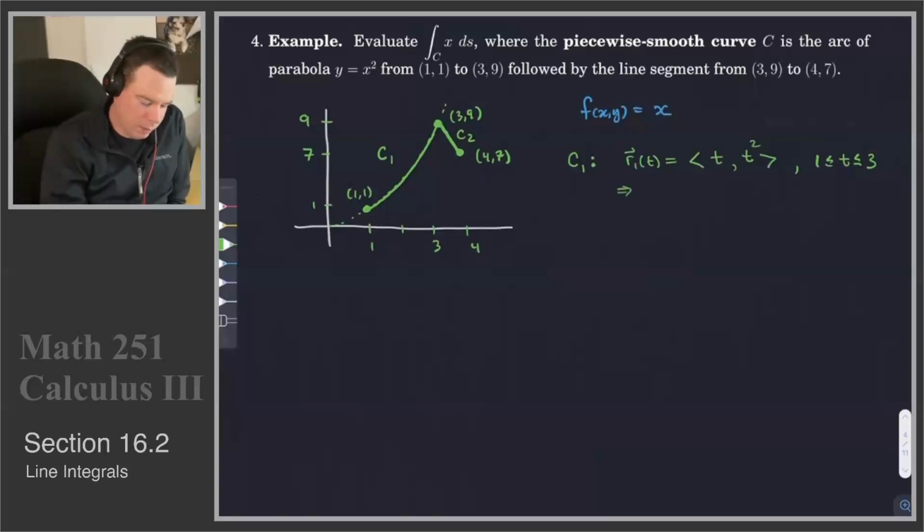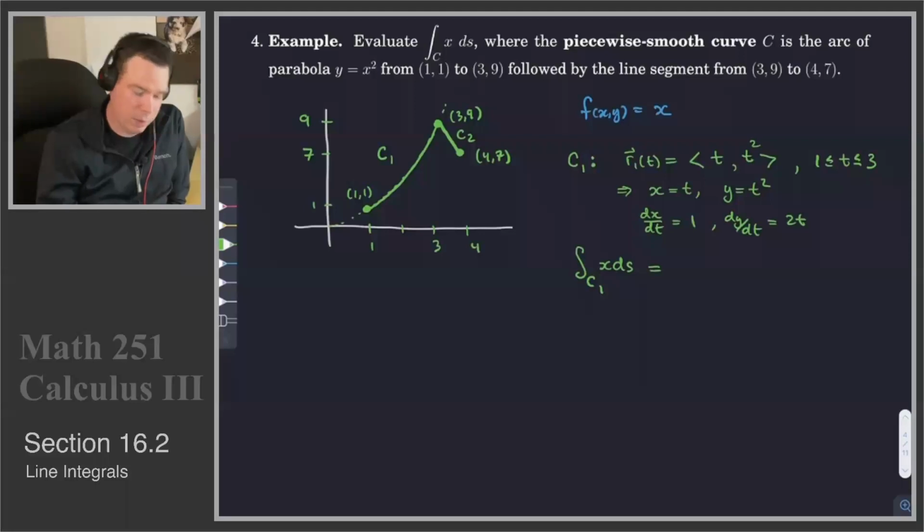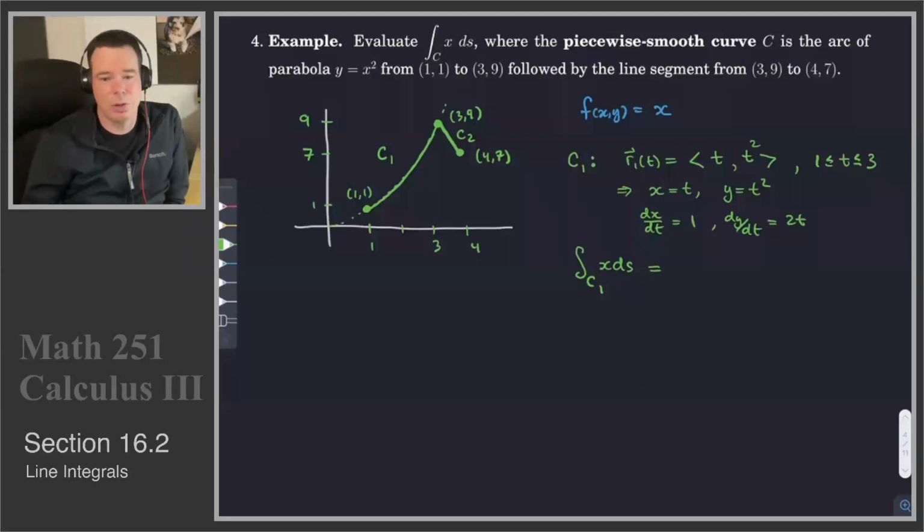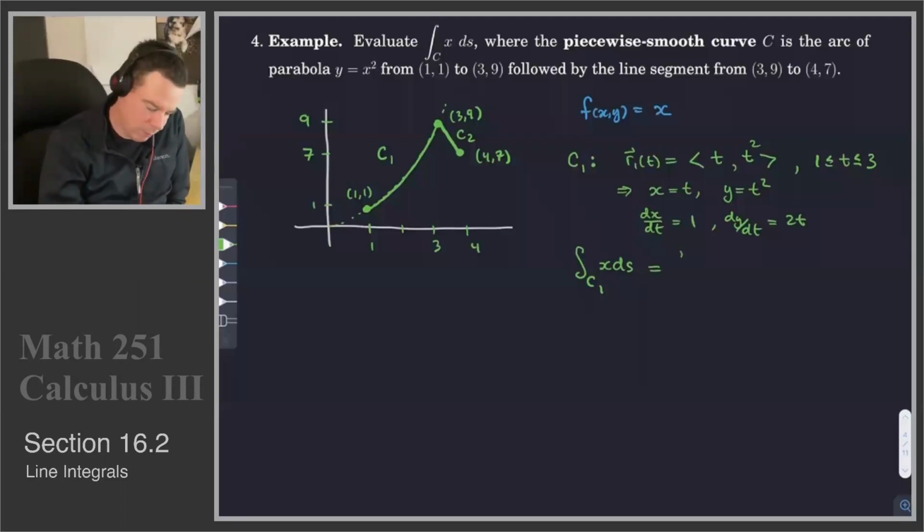That tells us then that x is t, y is t squared. So dx dt is 1, dy dt is 2t. And those are the ingredients I need in order to work out the integral. The integral we want to evaluate is the integral over C1 of x ds. And so now we just put everything in terms of t. It's essentially a substitution is what we're doing here. We're substituting x for its expression in terms of t, y for its expression in terms of t, and ds for its expression in terms of t. And our limits of integration go from 1 to 3.